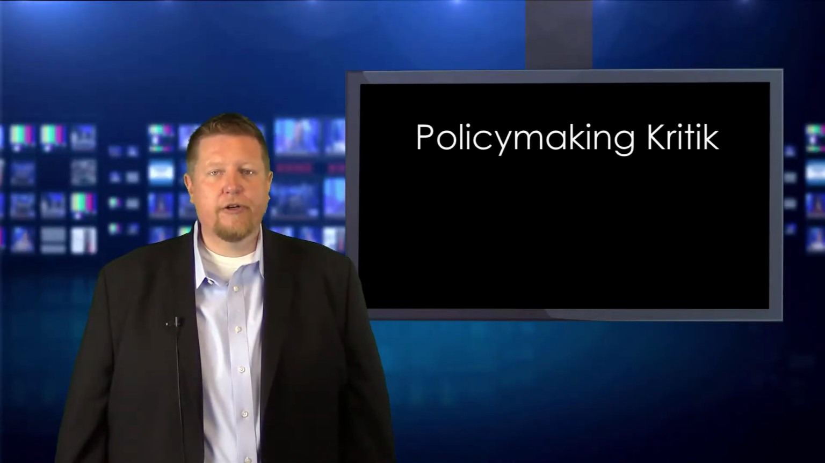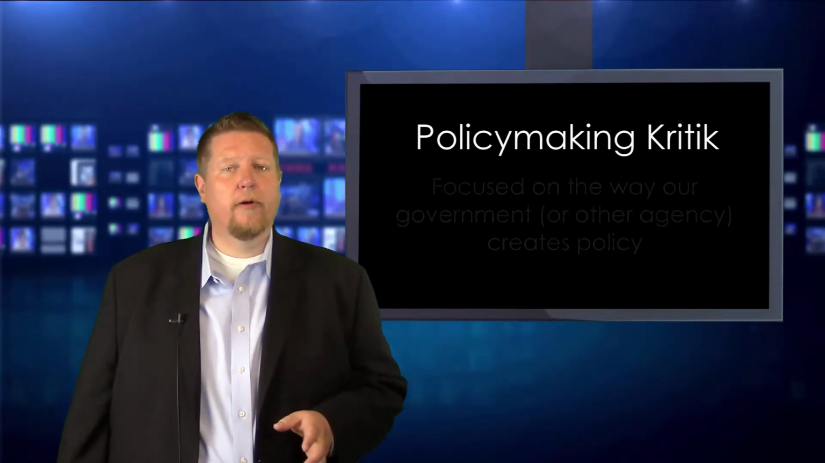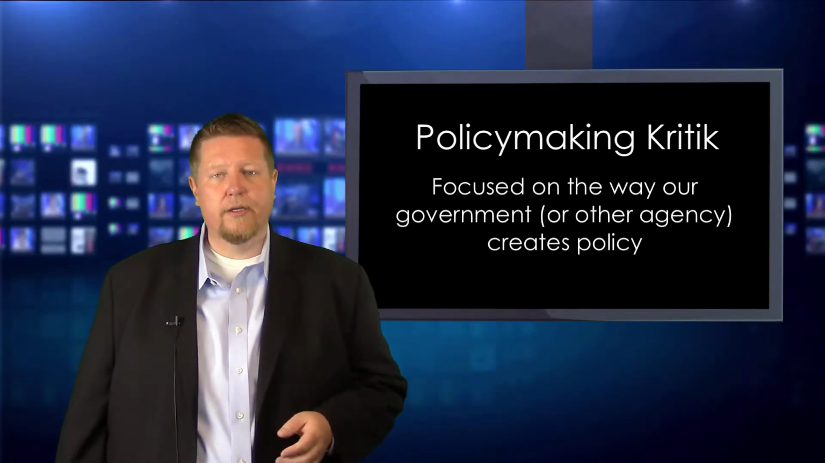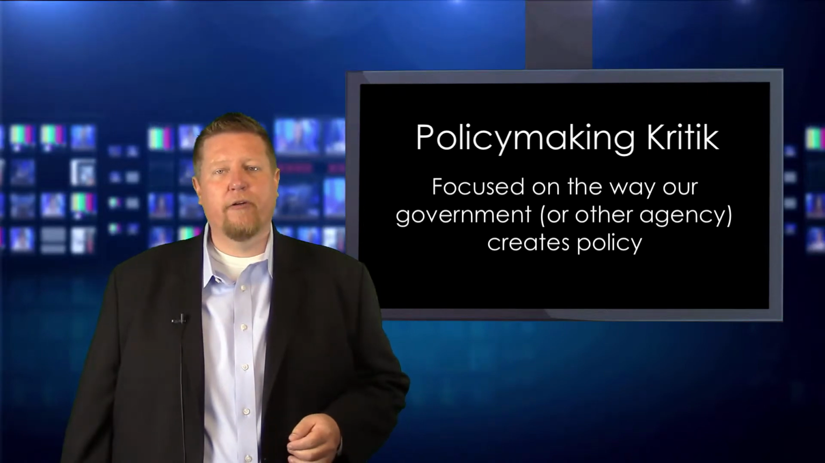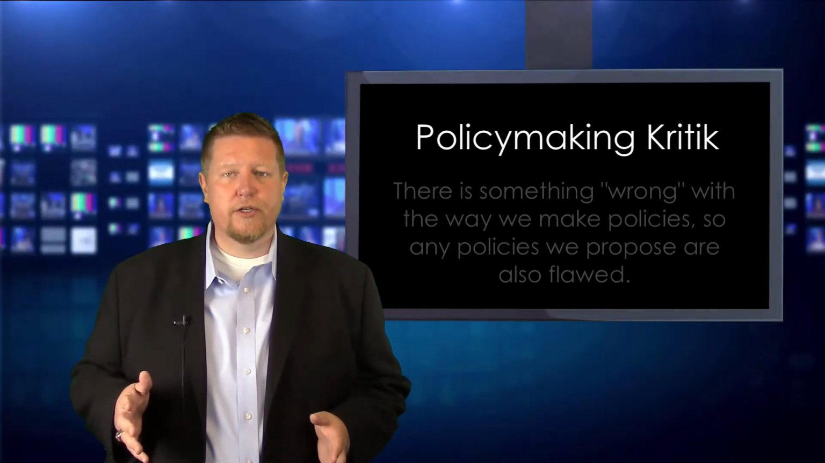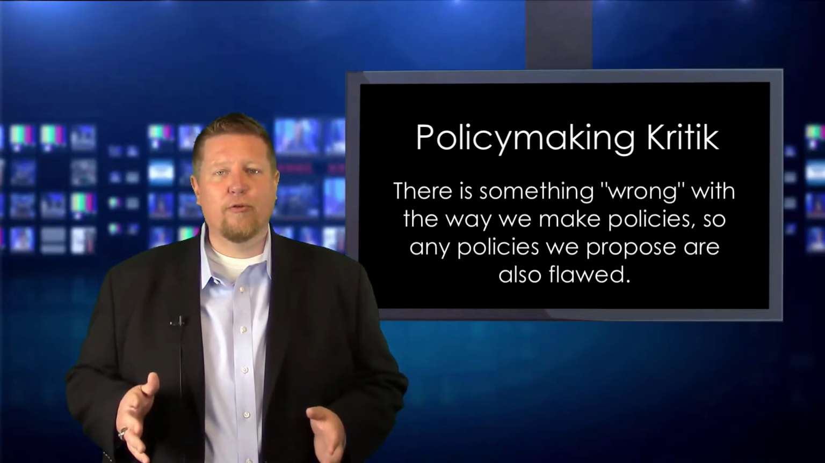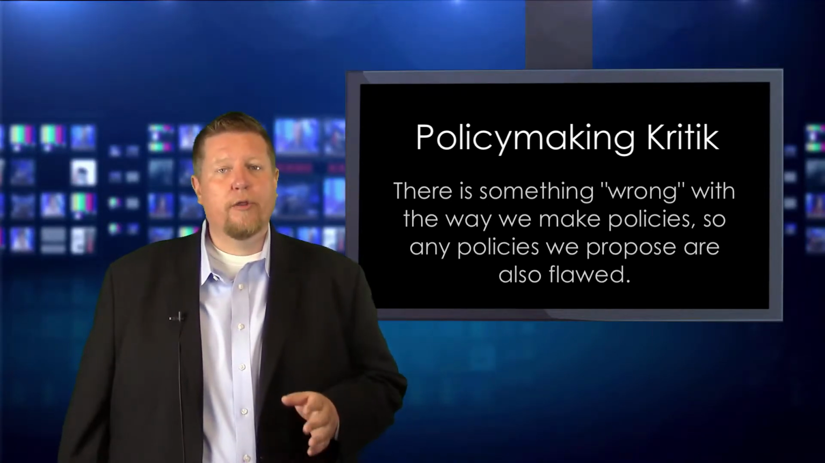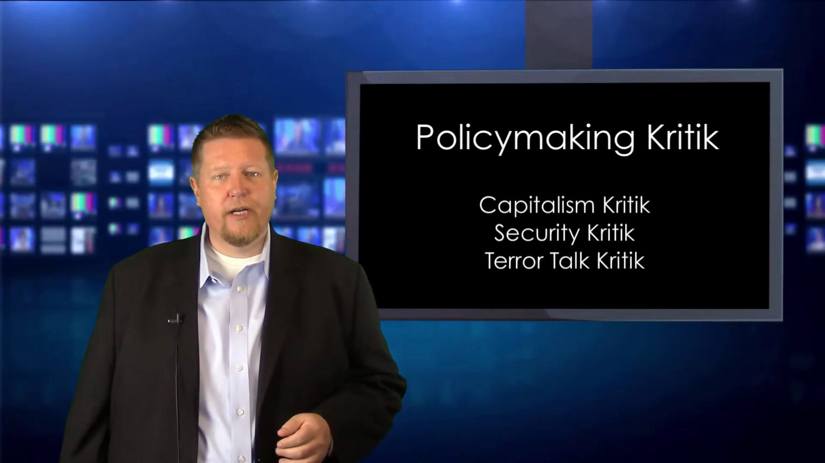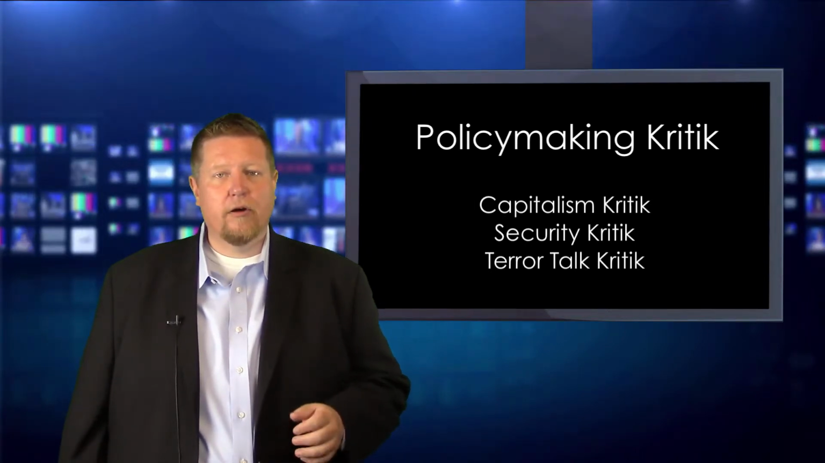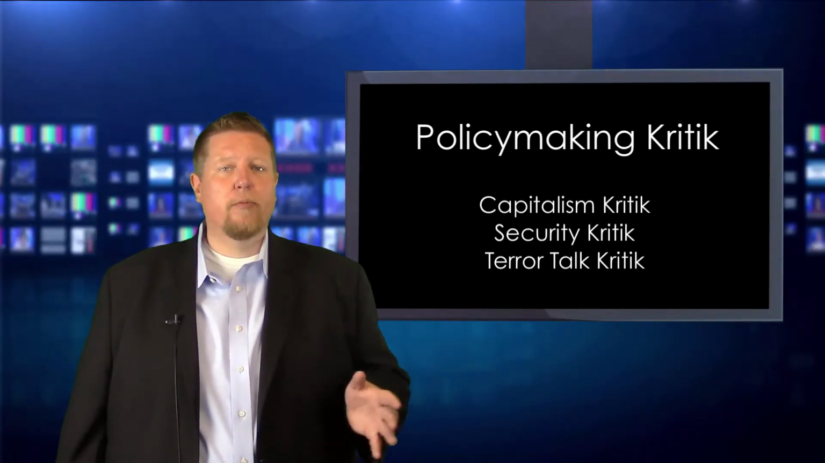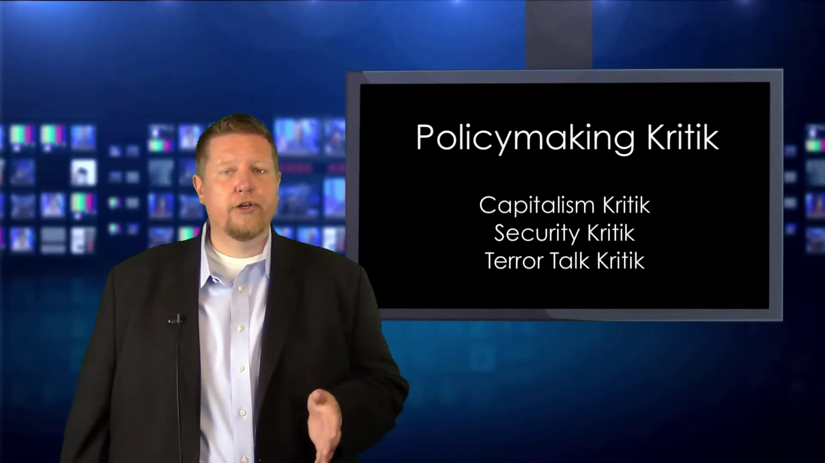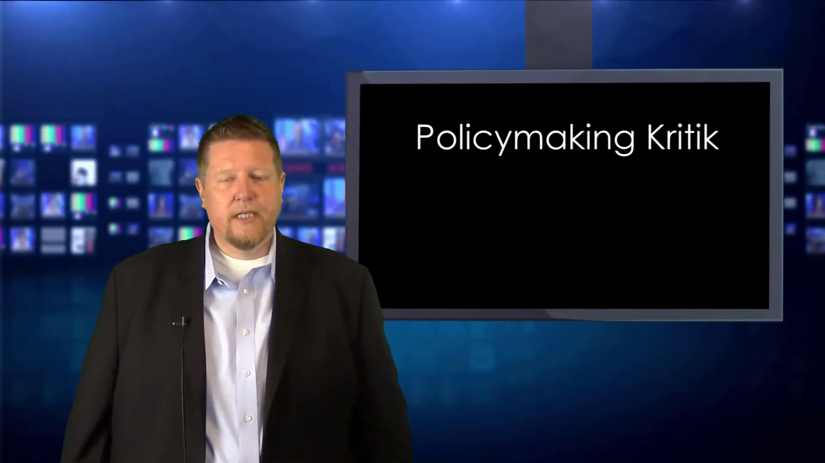The policymaking critique focuses on the way our government or other organizations function and create policy. The general premise of the policymaking critique is that there's a fatal flaw in the system, and until we fix that flaw, any effort by the government to fix or improve the status quo will only make the flaw worse. Our three sample critiques are the capitalism critique, the security critique, and the terror talk critique. I'll discuss each one briefly to help you understand the general nature of policymaking critiques.